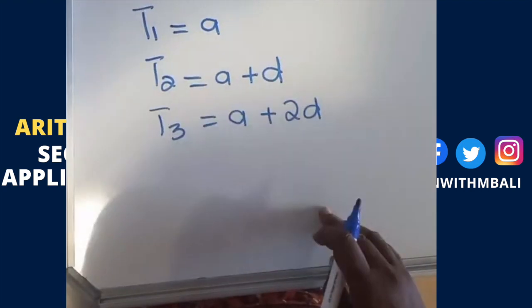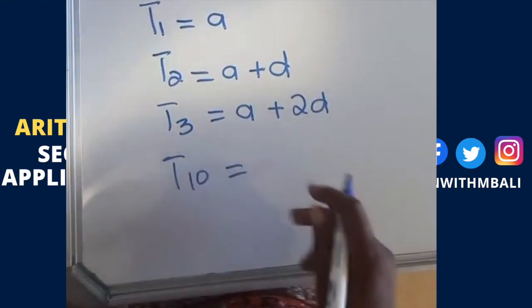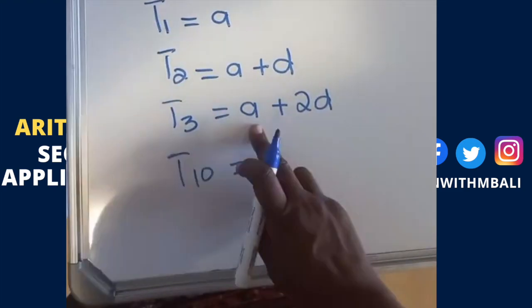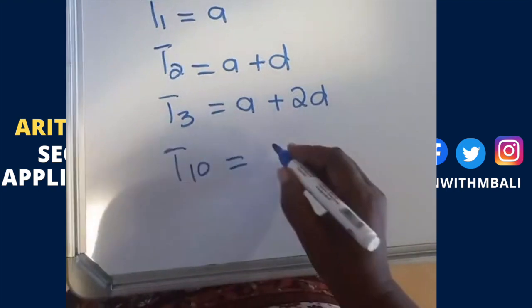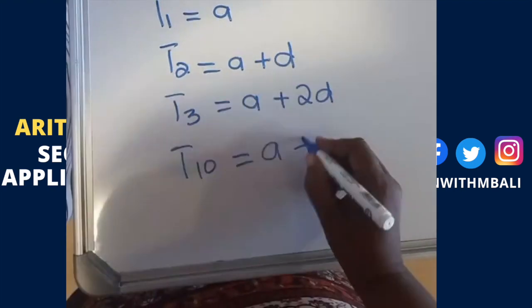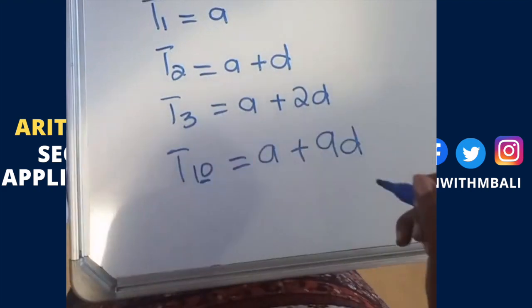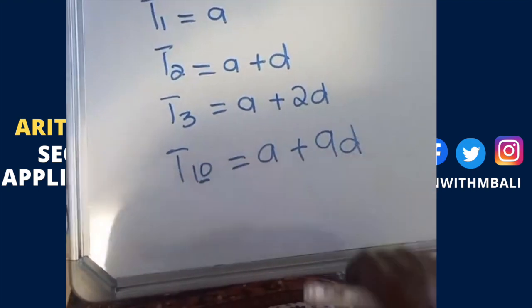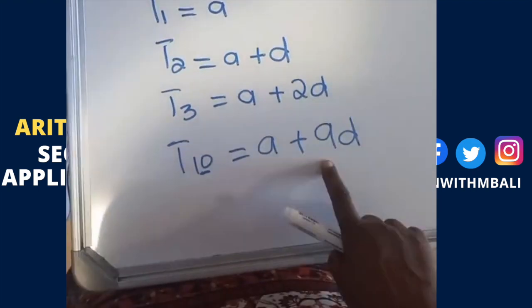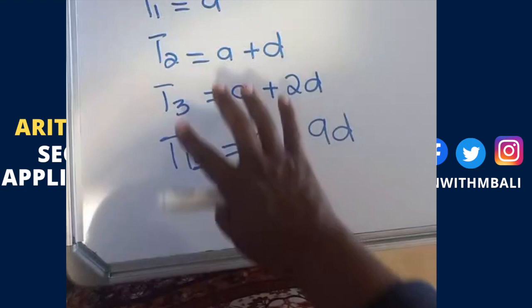Now let's say you ask for term 10. What is term 10? It's the first term, A, plus 9D. Whatever number you have here, you remember the formula says n minus 1. So it will be 9 times D. So this will be your term 10. This is the knowledge that you use to deal with this kind of problem.